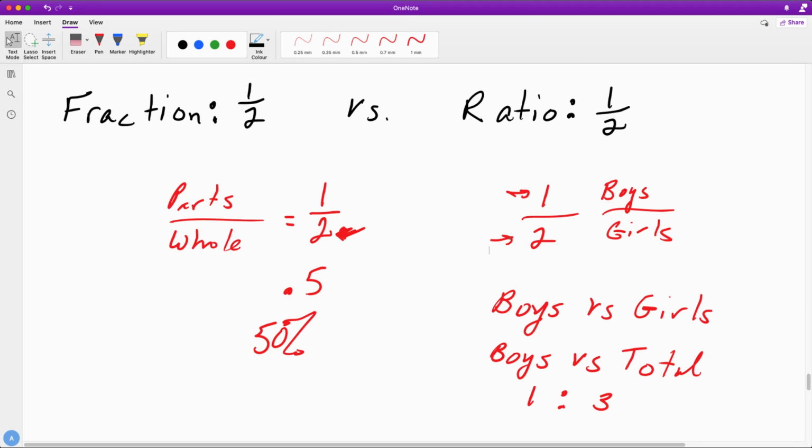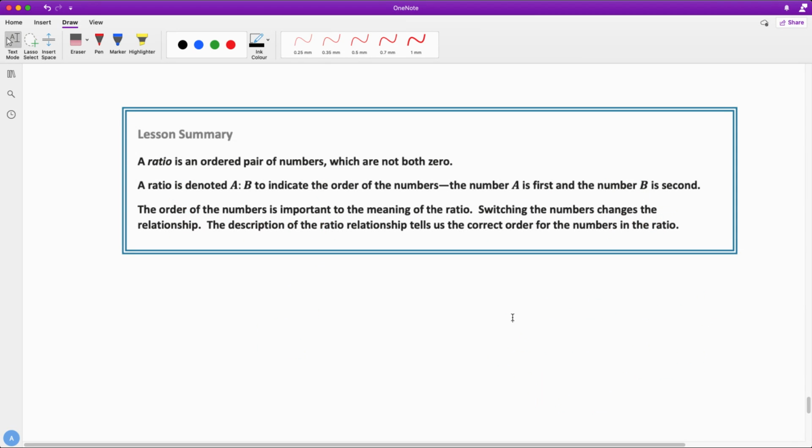Okay, and just to go over real quick what this video is about. This part we're going to talk about in person. I don't want to talk about it in the video just yet because I want to see if you guys know why. But a ratio is an ordered pair of numbers which are not both zero. So they both cannot be zero. And we're going to talk about why they both can't be zero and why you think that in our call or in class.